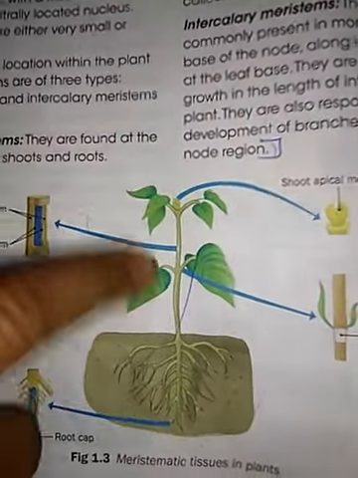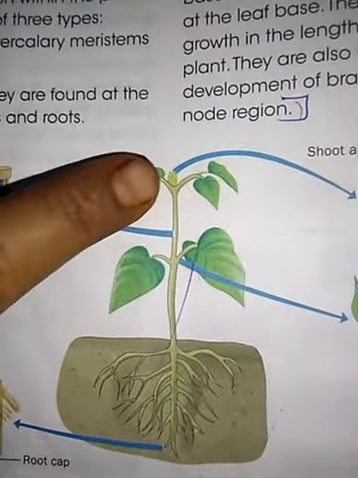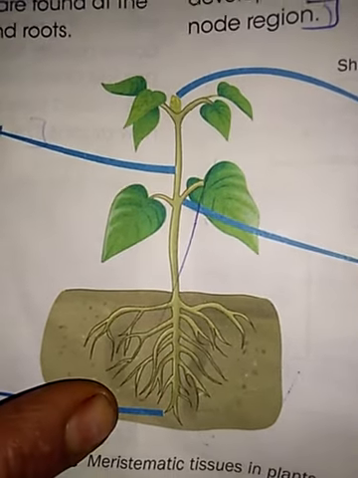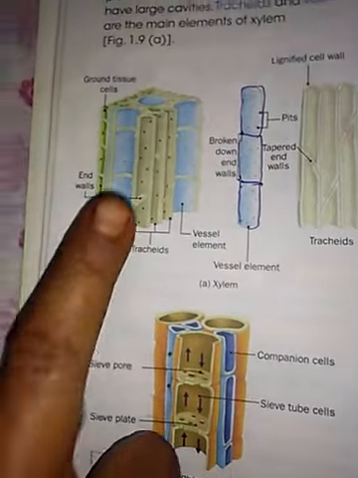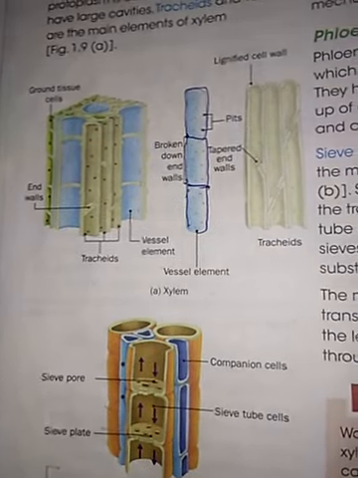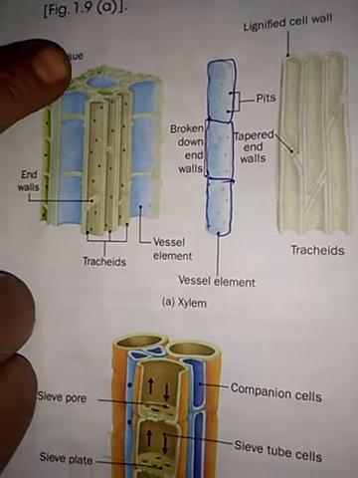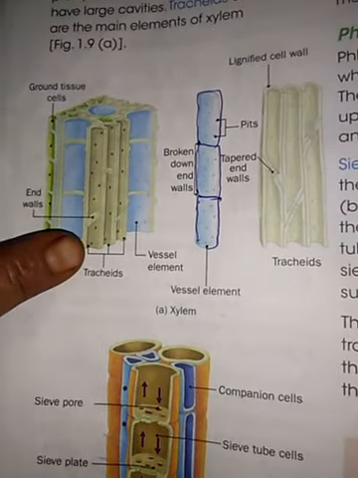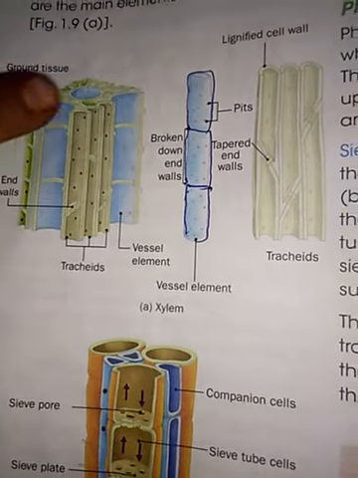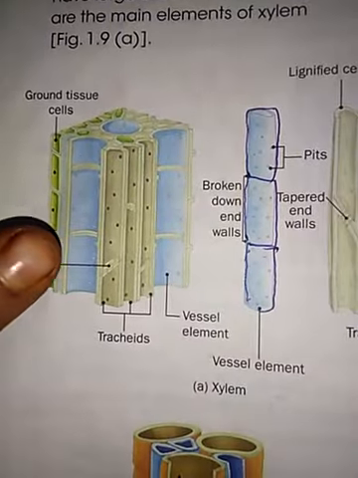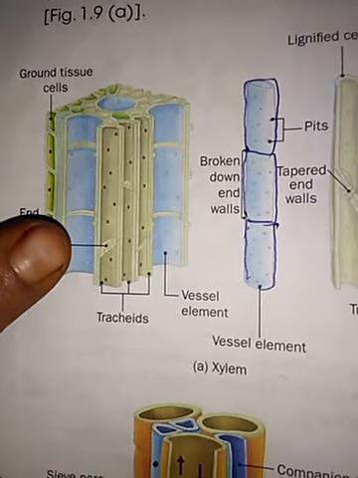Xylem, where is it present? Tip of the plant to the tip of the root. What about the cells of xylem? They are elongated in structure. And the structure of xylem is tube-like. How is it present? Tube-like. Where is it present? Tip of the plant to the tip of the root.